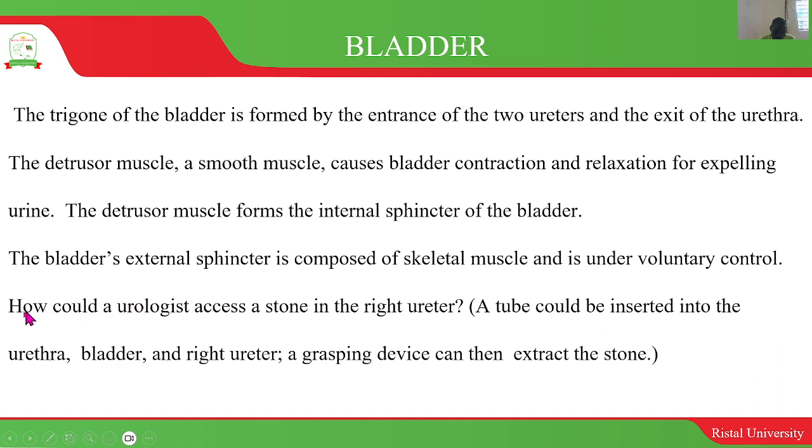Okay. So how could a urologist access a stone in the right ureter? A tube could be inserted into the urethra, bladder, and the right ureter, and a grasping device can then extract the stone. This is just trying to tell us some practical procedure that we can do. Sometimes we get stones. You know, kidney stones can lodge in the ureter. So this is one of the procedures that can be done to remove them.